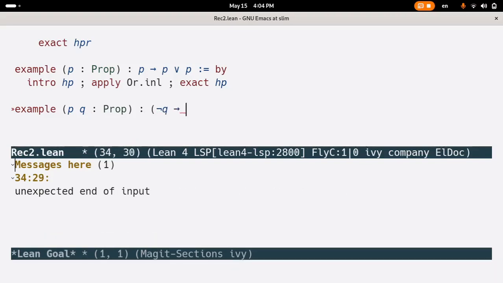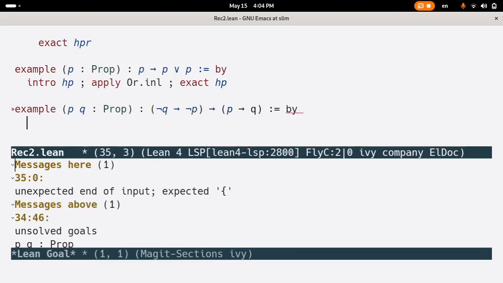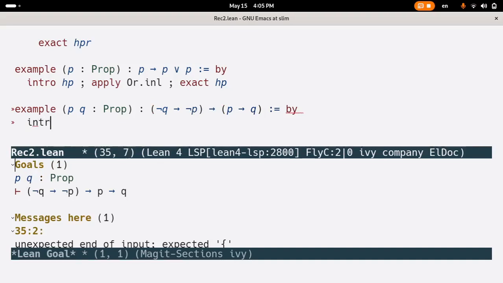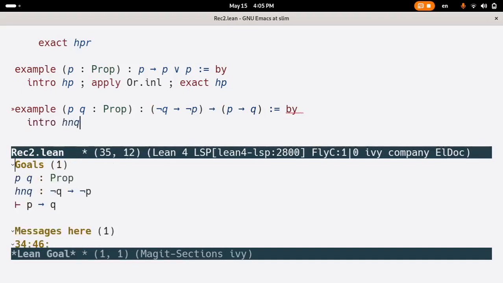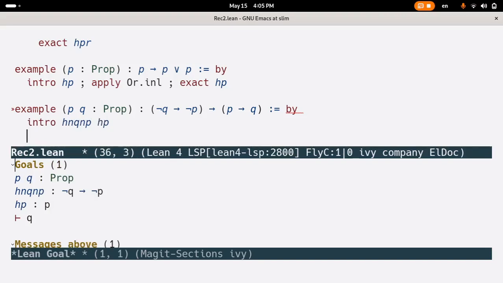Let us prove that not Q implies not P implies that P implies Q. This is not true in constructive logic, so we have to use classical logic. We introduce the left-hand sides of the implications into the hypothesis.